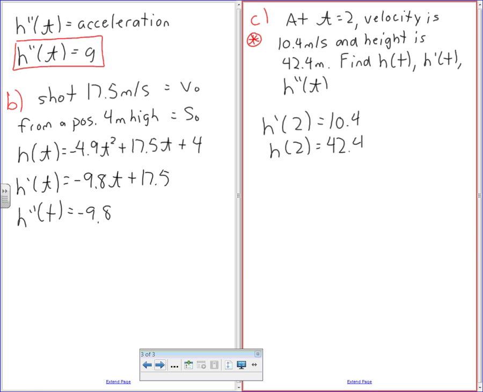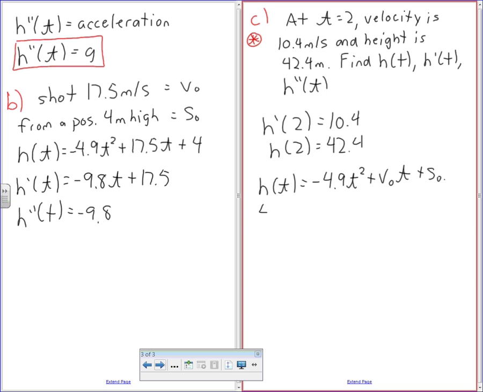Okay, so I'm going to go back to the original equation. I'm going to say h of t equals negative 4.9 t squared plus v naught t plus s naught. And I got negative 4.9 because I did, what's that? Right here. You guys are right on top of things today. This is wonderful. Okay, good.